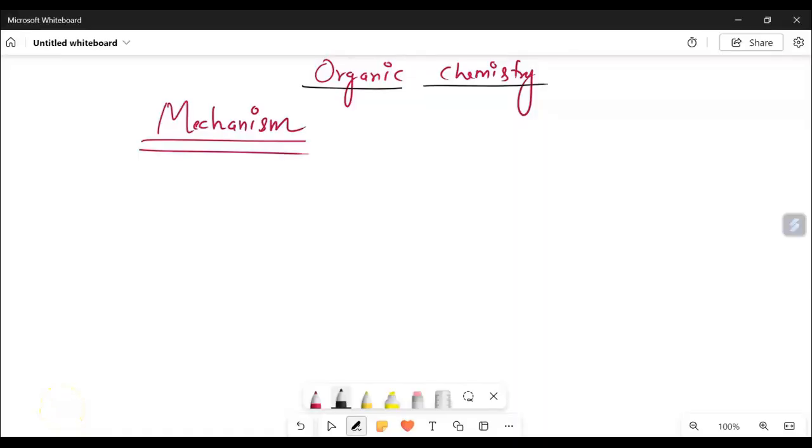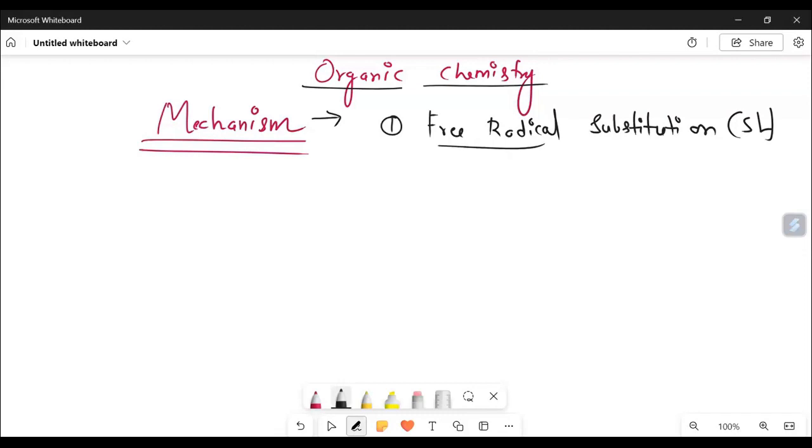Hello students. Today we are going to discuss the mechanisms of organic chemistry, and the first one is the free radical mechanism, or free radical substitution. It is also represented by SR. So what is a free radical? A free radical has a single unpaired electron.